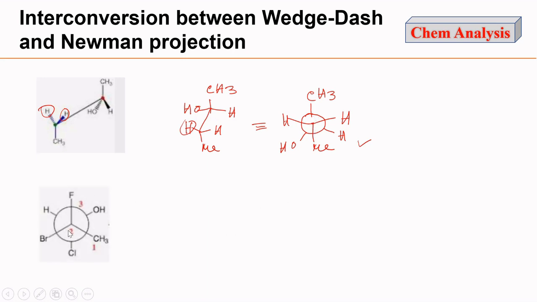It is given a Newman projection formula, you have to convert it to a Sawhorse formula. For that, let's first draw the corresponding Sawhorse projection formula, and in the Sawhorse structure, in the front carbon you will see fluorine on the top, bromine on the left side, and methyl on the right side, and in the back carbon chlorine is below the plane, OH on the right side, and hydrogen on the left side.